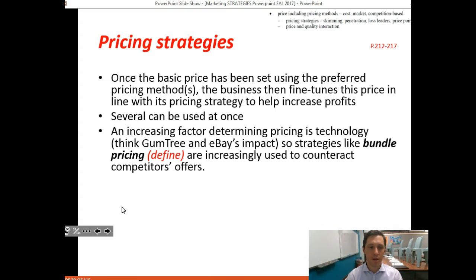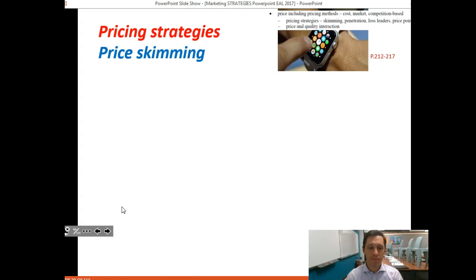And several strategies can be used at once. For example, Apple, you would say, uses definitely more than one. Generally uses skimming to start with, and then looks at other price points as well, and a bit of penetration pricing as well. So an increasing factor determining price is technology. So strategies like bundle pricing are increasingly used to counteract competitors' offers, and we'll look at that in class.